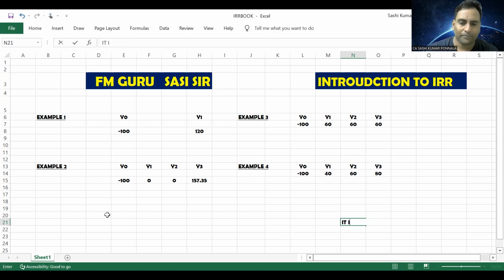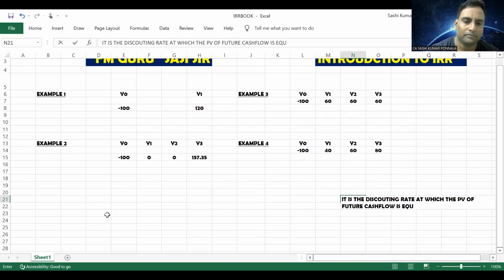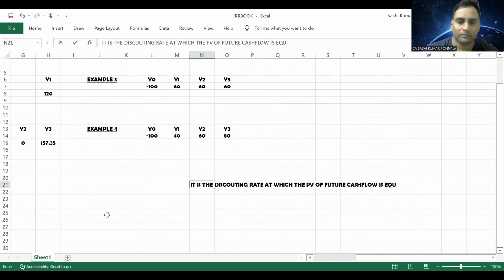It is the discounting rate at which the present value of future cash flow is equal to investment. So IRR is nothing but a discounting rate. In our example, 10% is a discounting rate.